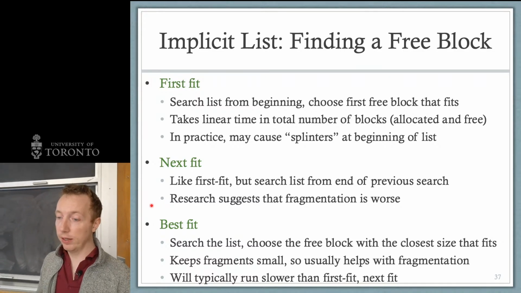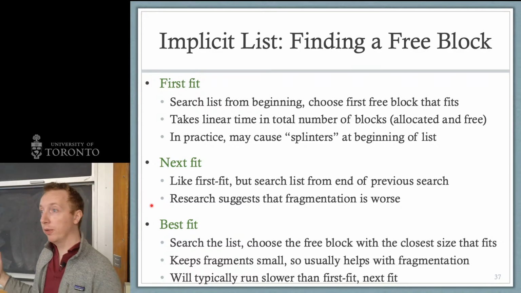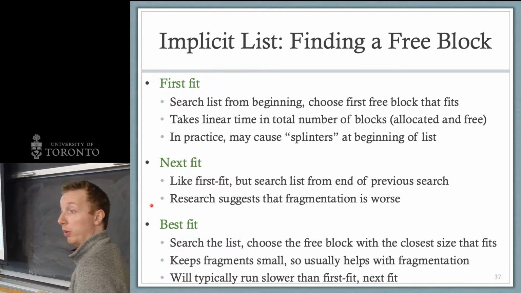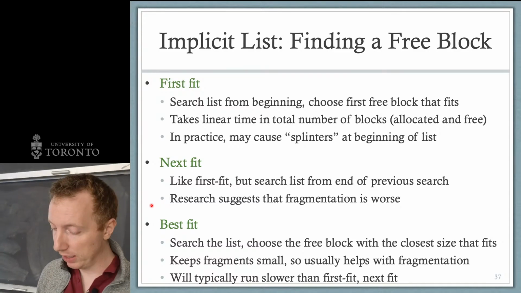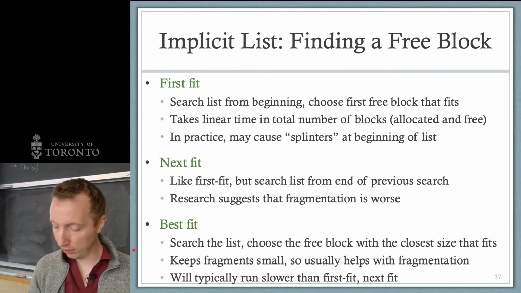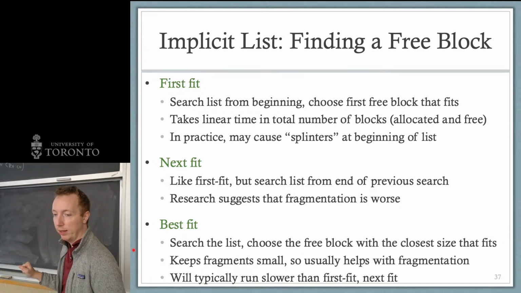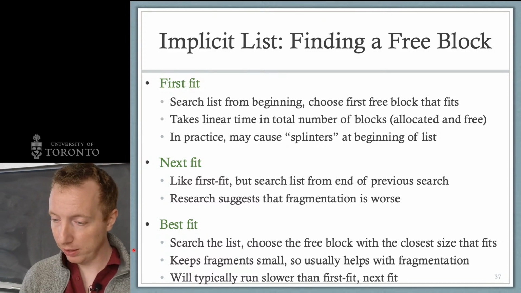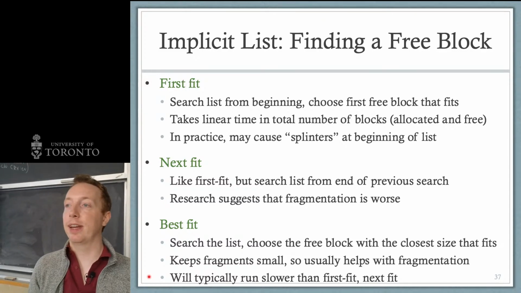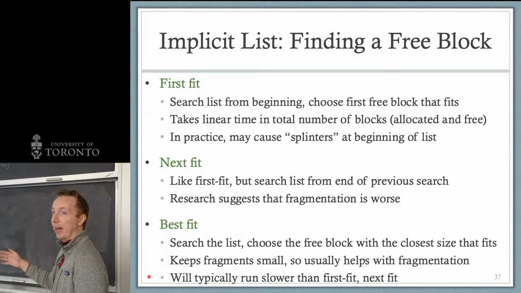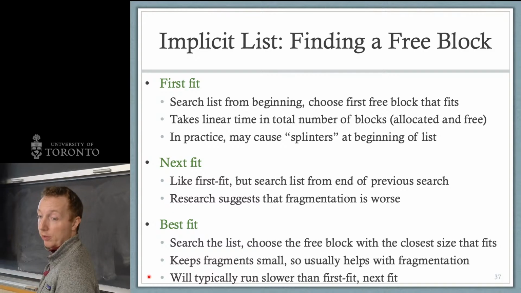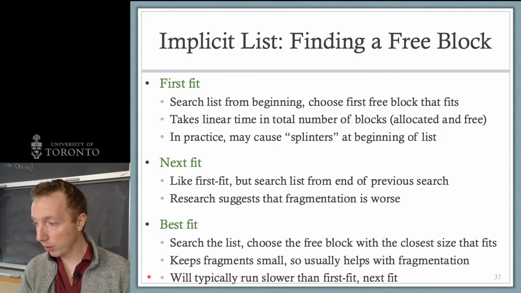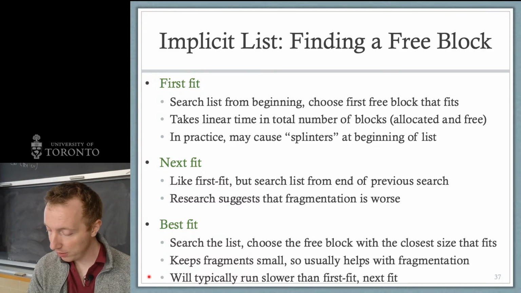Best fit is that strategy where you search the list and instead of just finding the first thing that fits it, you try to find the closest size that fits. So you're a bit more selective, you're spending more time to actually find, hopefully, a better allocation. So this will, if you simulate this, keep fragments pretty small, usually helps with fragmentation. But of course, we have to scan every single thing, every allocation, which is going to be way slower than first fit or next fit. It has no end early condition.